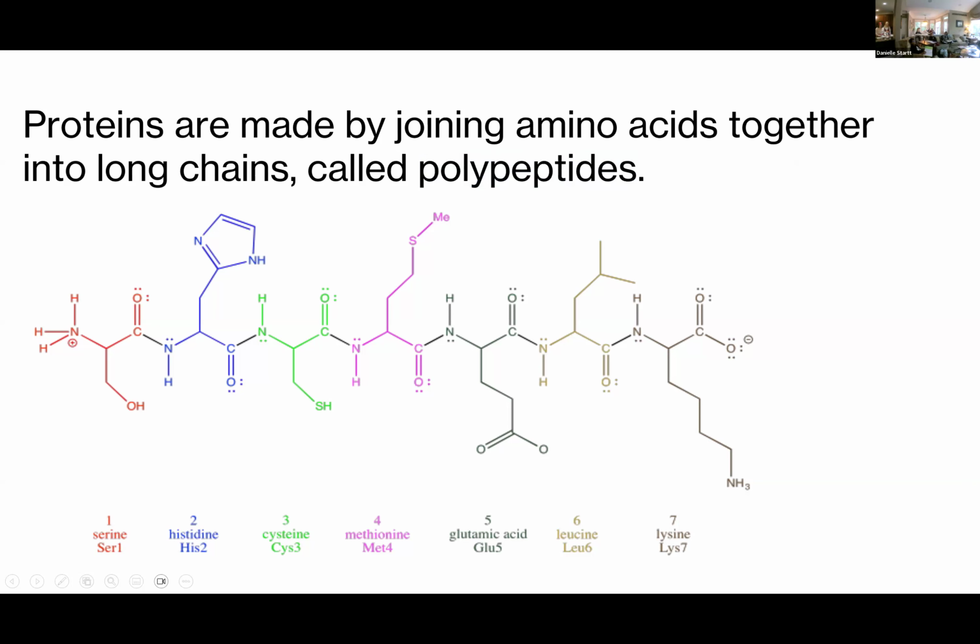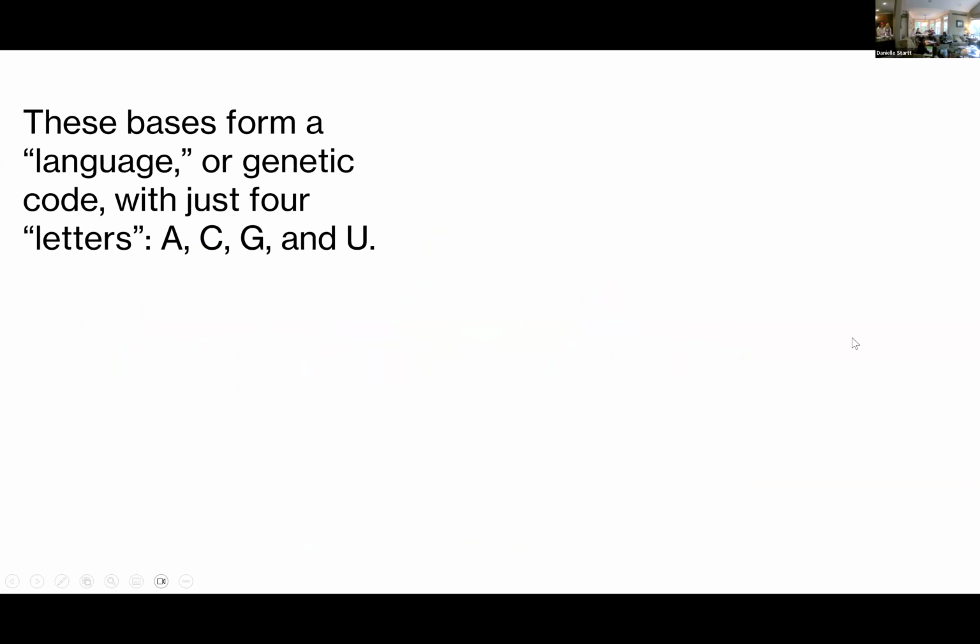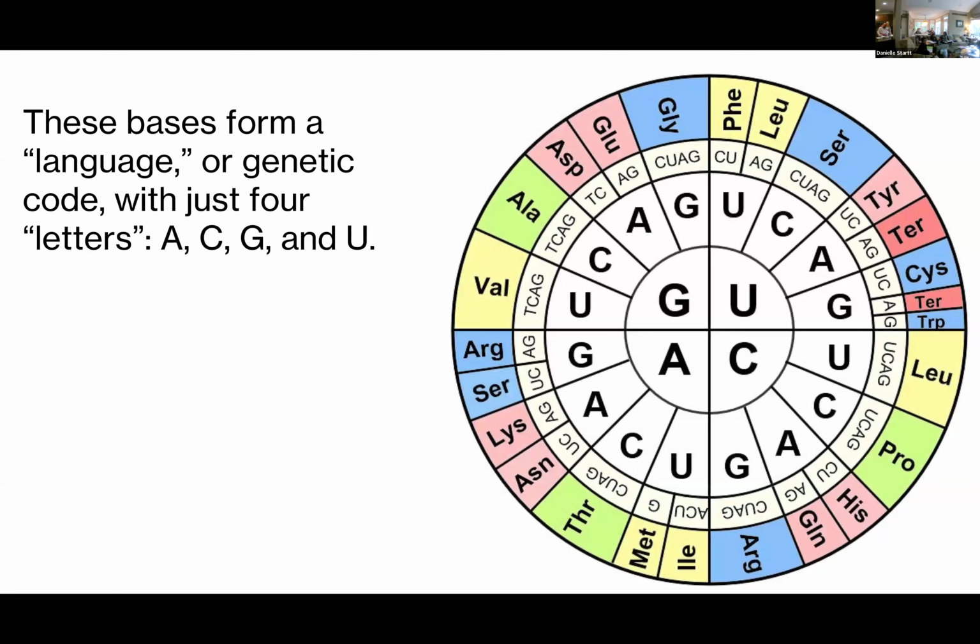Polypeptides or polypeptide chains. Here is an example. These are all amino acids down here at the bottom, and you can see how they link together chemically to form your polypeptide chain. Excellent. These bases form a language or genetic code with just 4 letters, A, C, G, and U.